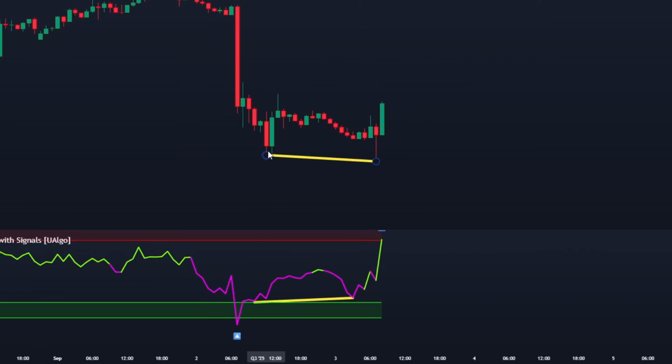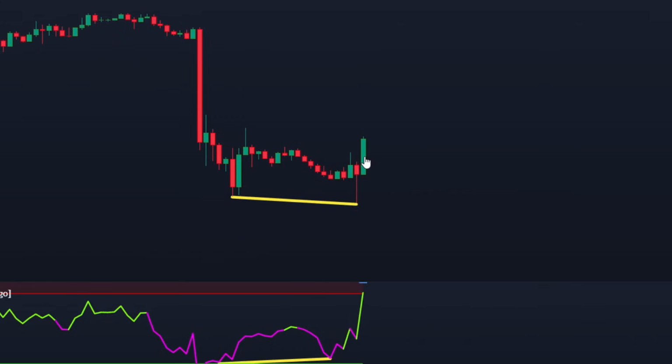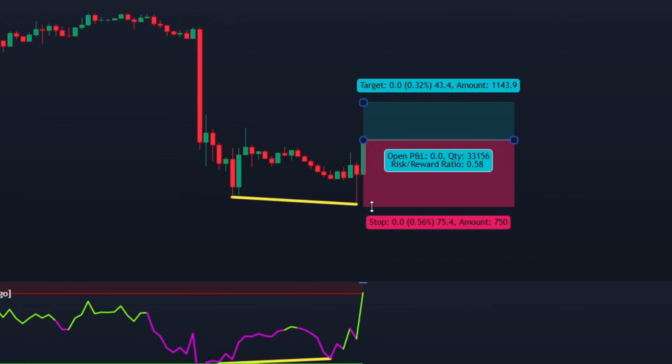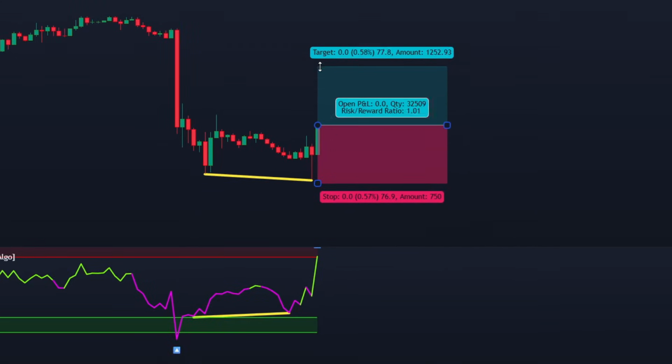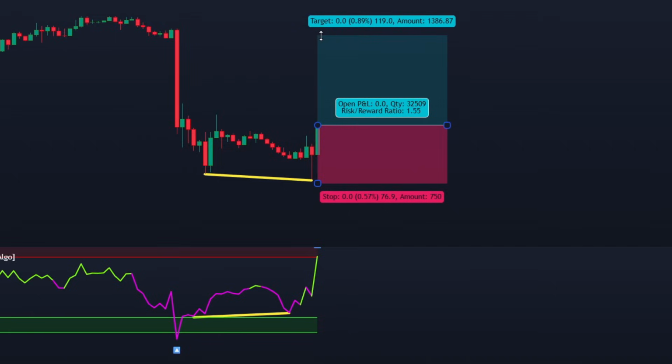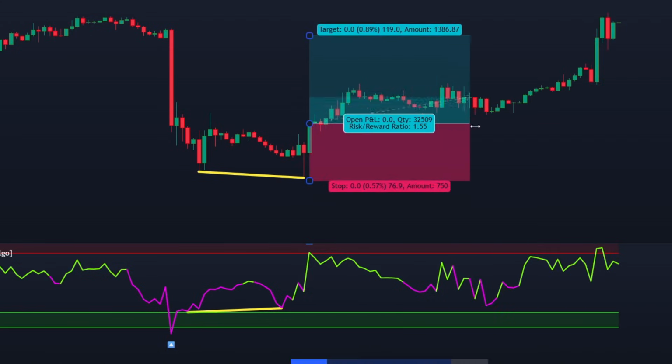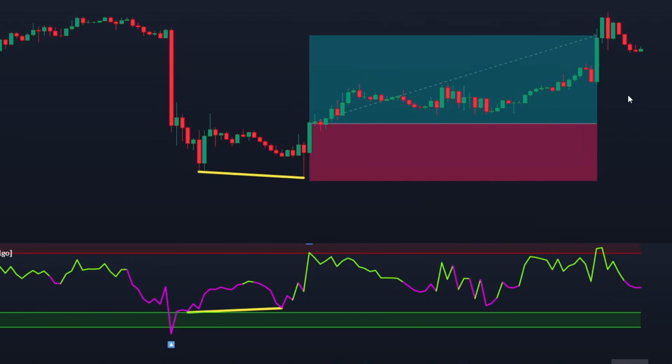Here's how I trade it. When I spot a bullish divergence like this, I wait for confirmation, usually a bullish engulfing candle. As soon as it forms, that's my entry trigger. So I open a buy trade on that candle close, set my stop loss just below the recent swing low, and target a 1:1.5 risk-to-reward ratio. You'll often see price hesitate for a few candles and then start pushing upward as the reversal gains strength.